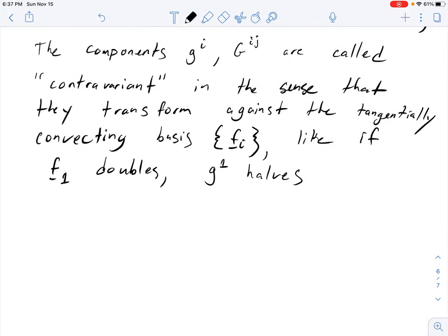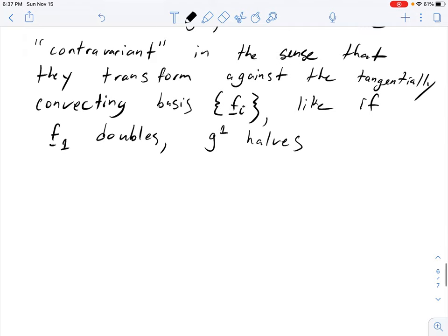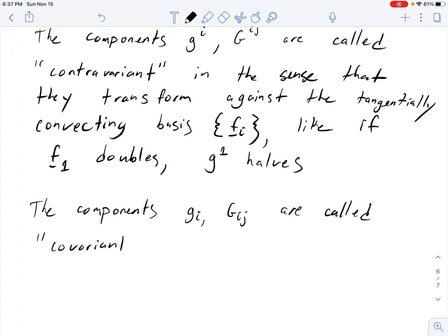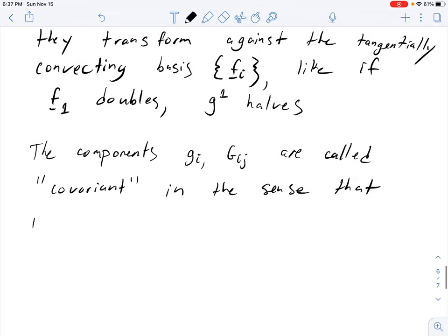And in a reciprocal way to that, the subscript components are called covariant because they change with the materially convecting basis. So if F1 doubles, then the covariant component G1 also doubles.